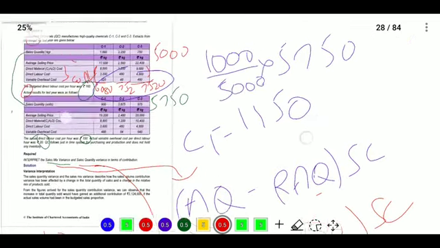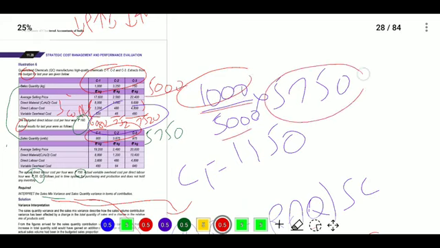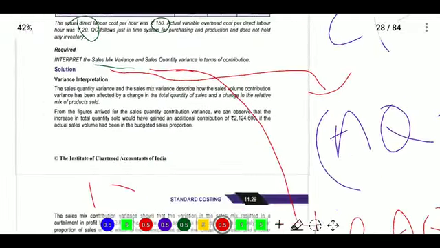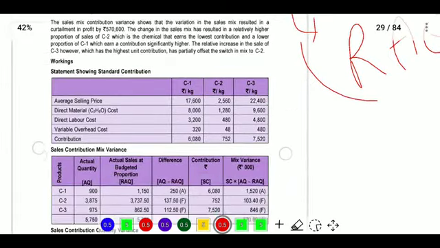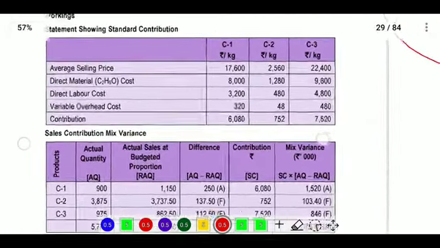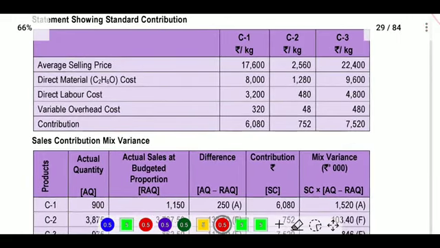And how will we get the revised actual quantity? We will convert the budgeted quantity into actual quantity. How? 1000 divided by 5000, and we will require it for 5750. Now we will see the answer. Variance interpretation. Firstly we will see the answer here. Average selling price was 17,600, 2,560, 22,400. So they provided direct material, direct labor and variables.